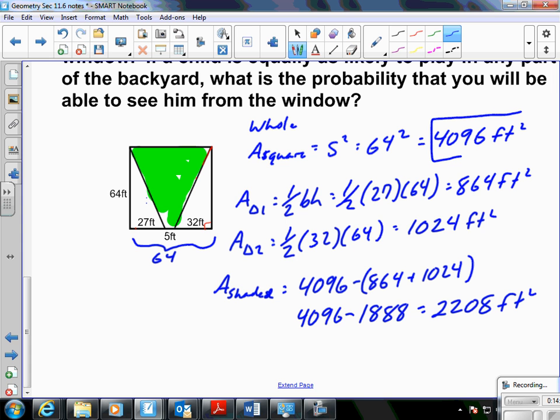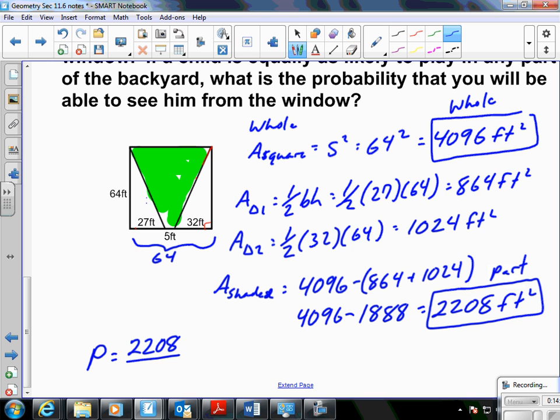So now this is my whole, 4,096, 2,208 is my part. So when I look at the probability, it's the part divided by the whole, or 2,208 divided by 4096. Which is going to give me a probability of 0.539. So I'm a little over 0.5, so there's a slightly higher probability that I will be able to see my kid in the backyard than the probability that I won't be able to see.